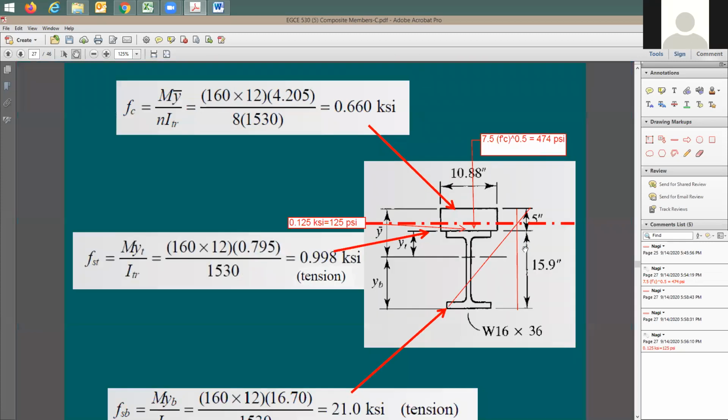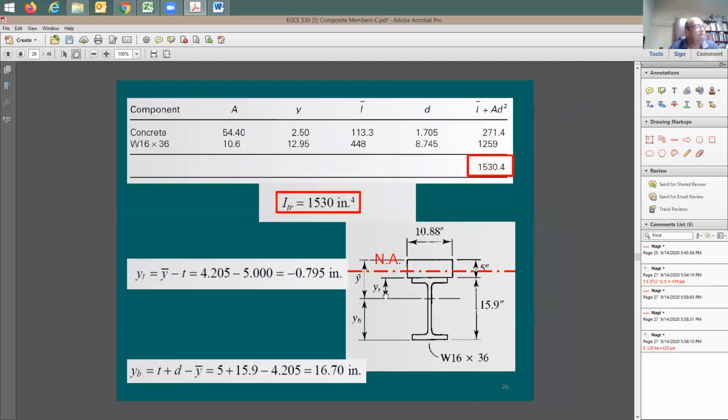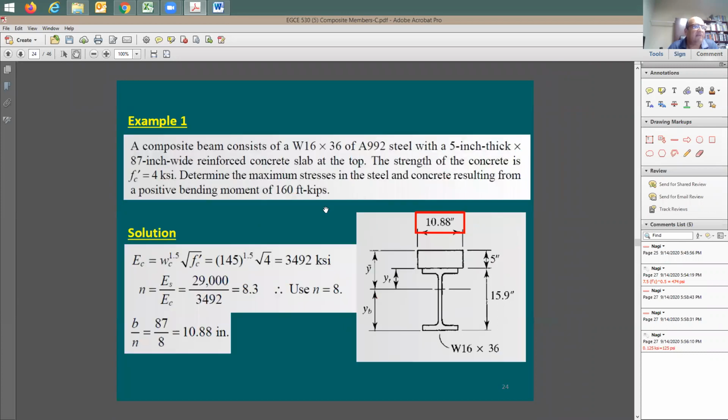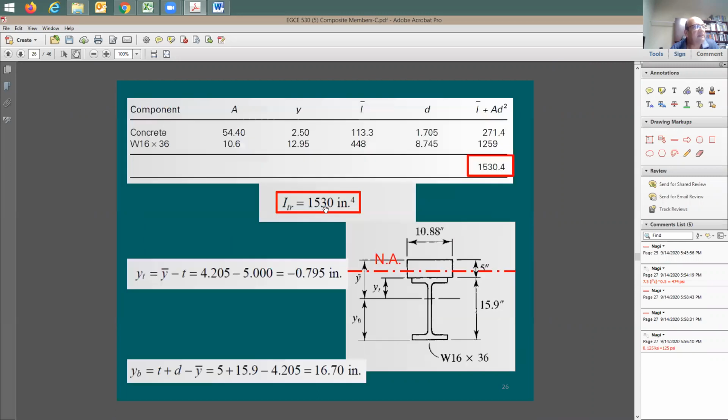Okay? And sir, where did you get the value of 1530? 1530, this number? Yes, sir. Very good question. Thank you, Mahim, for asking this. It's right here. This is the moment of inertia of the section, after I was able to find the centroid. We did the centroid location here, which turned out to be at 4.2 inches from the top, which means 0.8 inches from the top of the steel beam. After this, we did the moment of inertia for the section, considering that this section now is made out of steel.